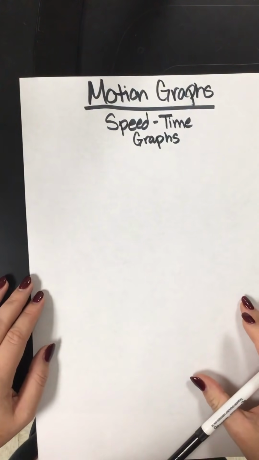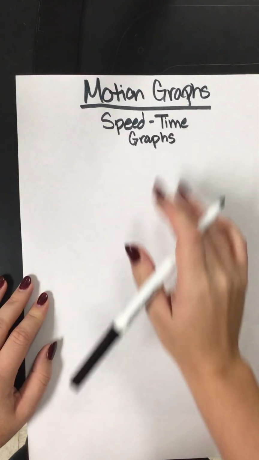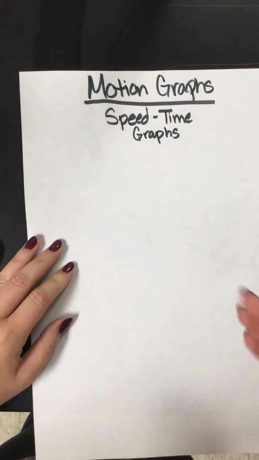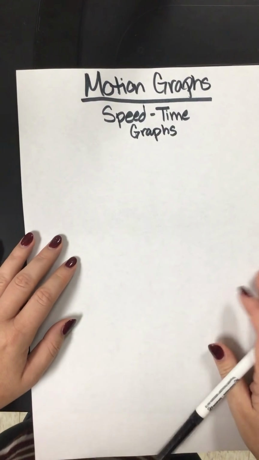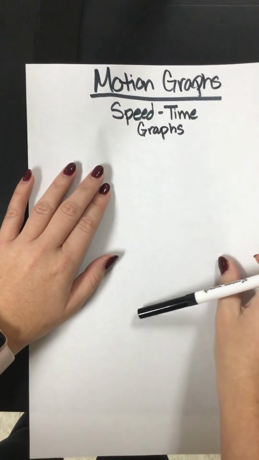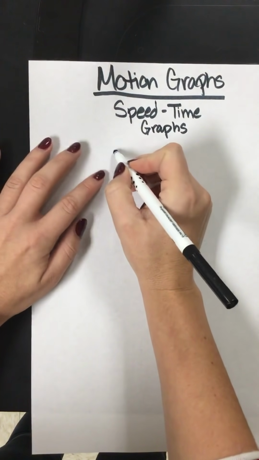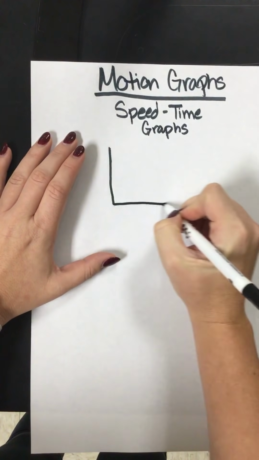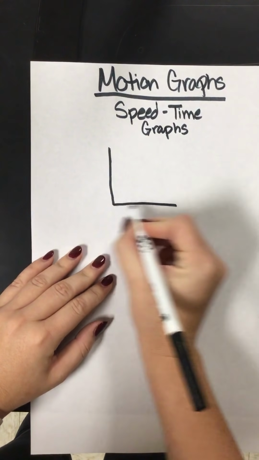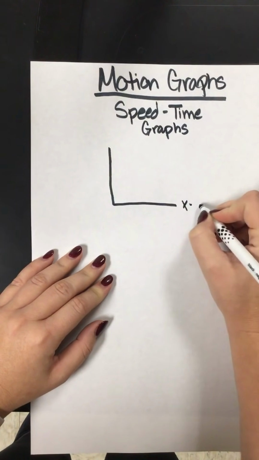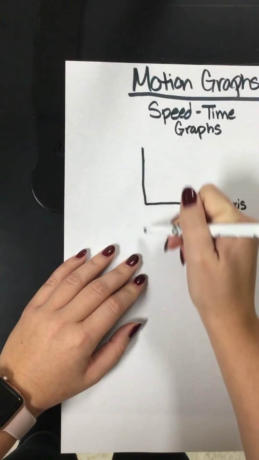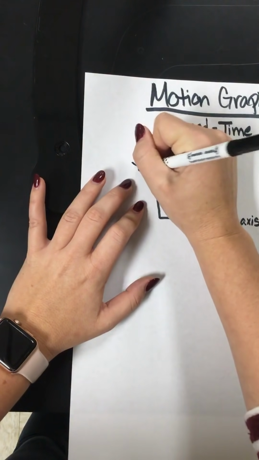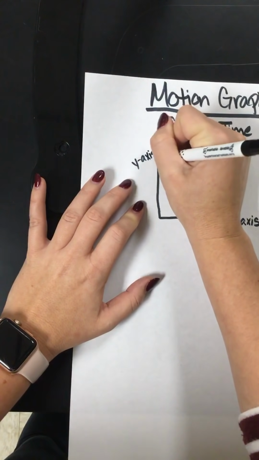Okay, so before we look at a specific speed time graph, here's what we're going to do. We're going to draw about 6 different graphs today, and the first one, we're just going to get the basics of a graph down. So you should be familiar with graphs from math. So here's our axis. The horizontal line, this one down here, is our x-axis. And then our vertical line, this one right here, this is our y-axis.